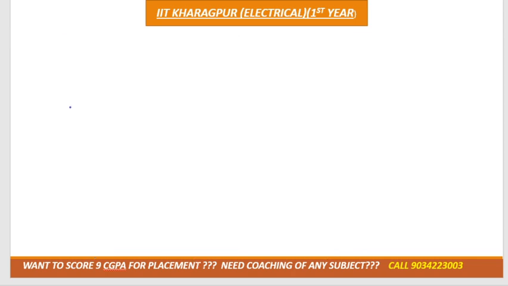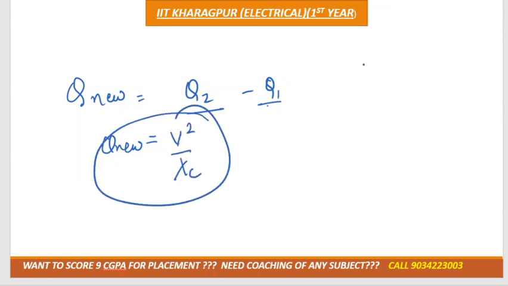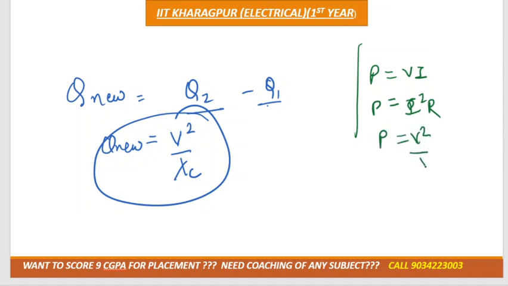So what we need to do? Q new would be equal to Q1 minus Q2, meaning both the reactive powers are subtracted from each other. Okay. So Q new would be equal to V square by Xc. See how this formula comes? As you know, power is equal to VI, or power is equal to I square R, or power is equal to V square by R, right? These are the three different formulas for the active power, which we have studied.